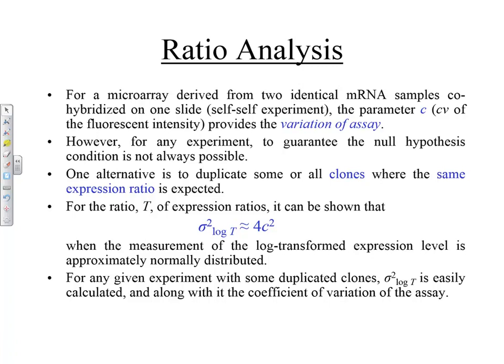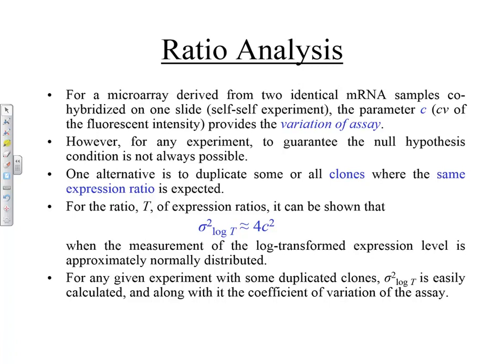A microarray derived from 2 identical mRNA samples co-hybridized on one slide is called a self-self experiment. The parameter C provides the variation of the assay, and this parameter C is the coefficient of variation. However, for any experiment to guarantee the null hypothesis, and remember the derivation of that formula, these experiments are being carried out under the null hypothesis. That is, the red and the green have exactly the same intensity. That's the assumption that you're making.